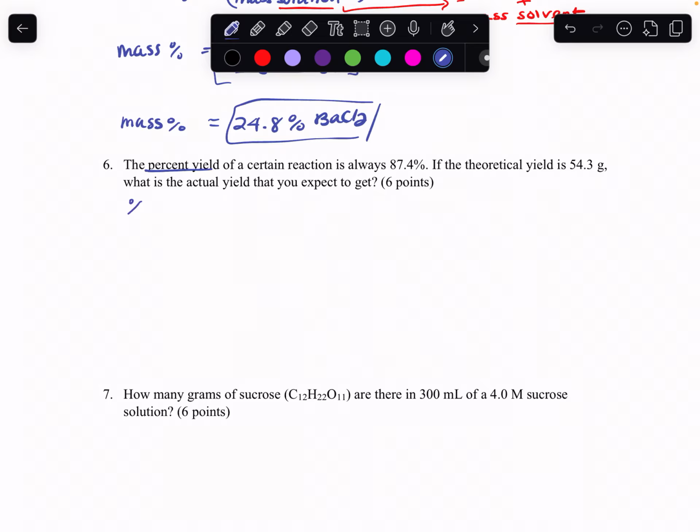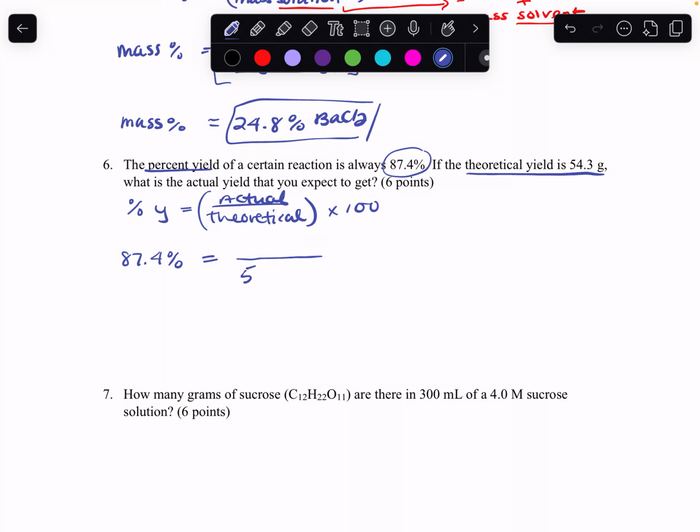So I'm just going to write down the formula. Percent yield equals actual over theoretical, and then you will multiply it all by 100. And now just start plugging stuff in. I do see a percent, so I'm going to assume that that's where my percent goes, right at the beginning. I'm going to set it equal to, okay, well, what's next? Set it equal to theoretical yield, 54.3 grams. Put that in place. And then it's asking, what is the actual yield? So I'm going to say A for actual yield on top. And then multiply by 100.